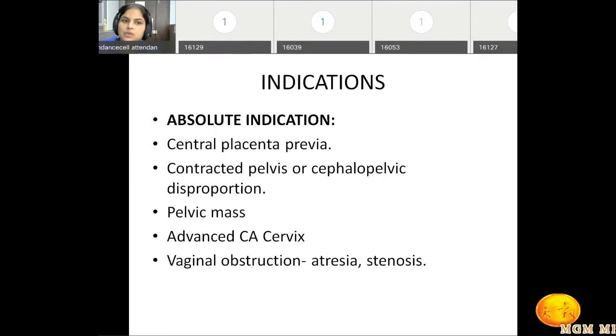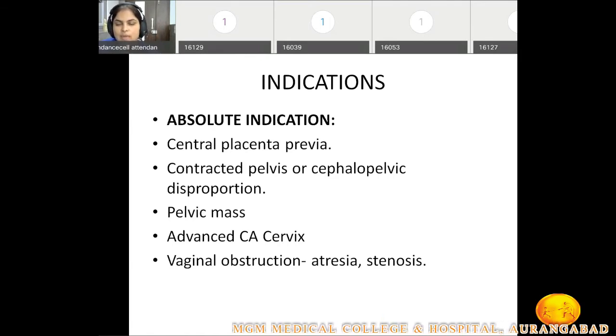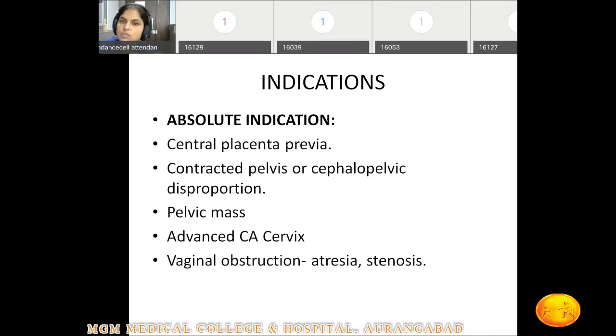So what are the absolute indications for cesarean section? Absolute indications would be central placenta previa, contracted pelvis or cephalopelvic disproportion, a pelvic mass obstructing the head from going down, and advanced carcinoma of the cervix, where the cervix is not going to dilate and will obstruct delivery. In that case, we rather do a cesarean section. Also vaginal obstruction due to atresia or stenosis.